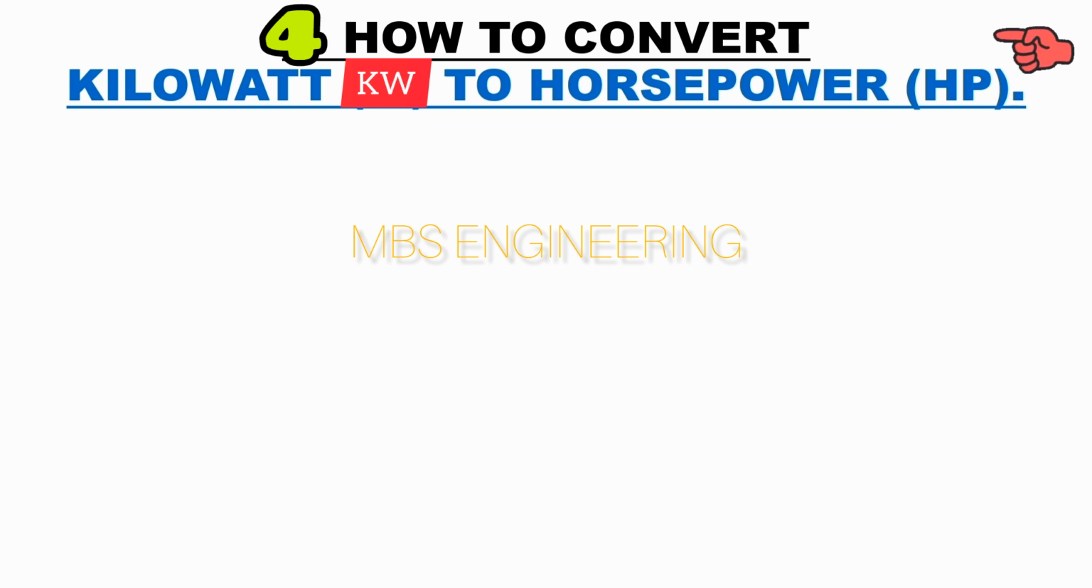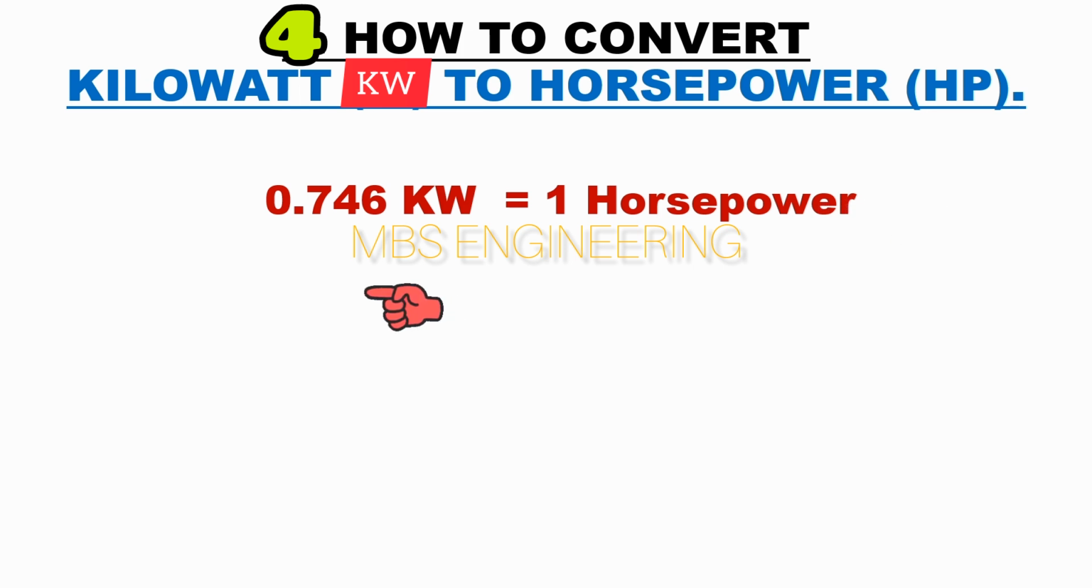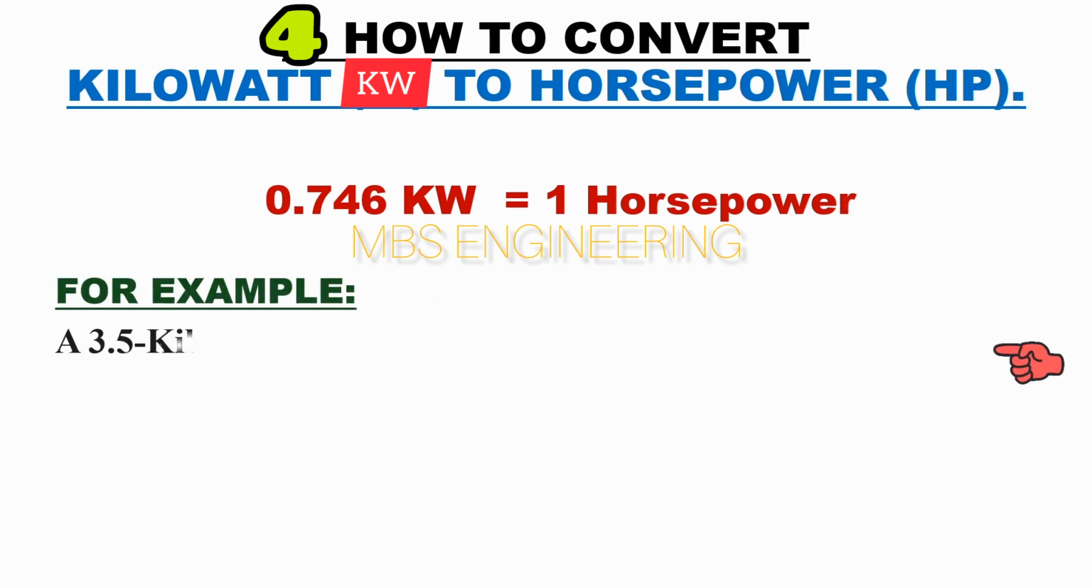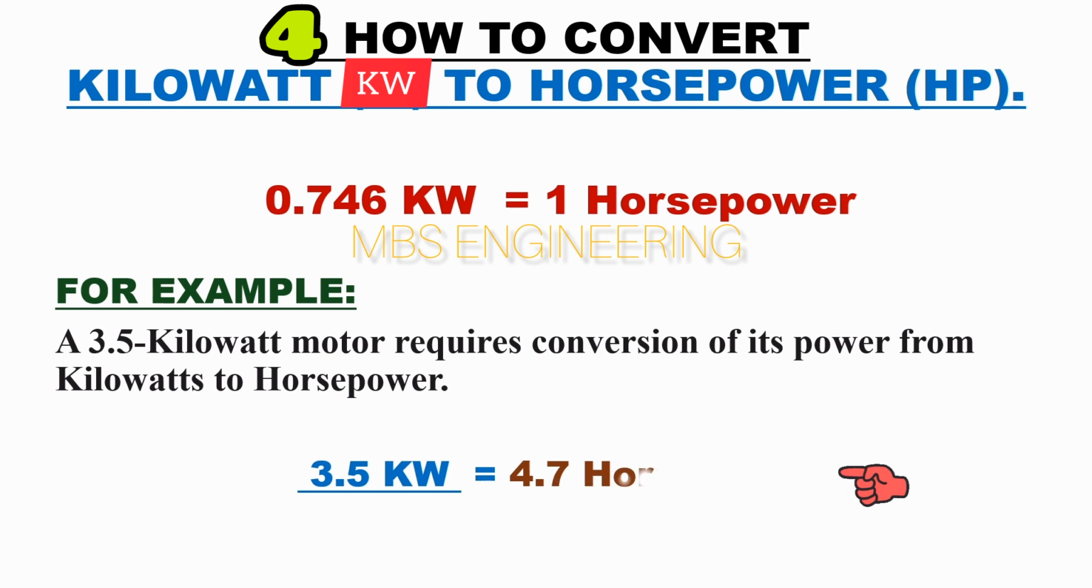Next, we learn the fourth topic, how to convert kilowatts to horsepower. Please remember that 0.746 kilowatts is equal to 1 horsepower. Next, we learn the sample example. A 3.5 kilowatt motor requires conversion of its power from kilowatts to horsepower. Next, 3.5 kilowatts is divided by 0.746. The obtained horsepower value is 4.7 HP.